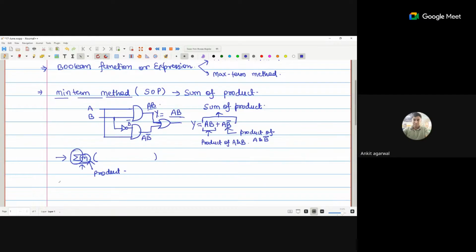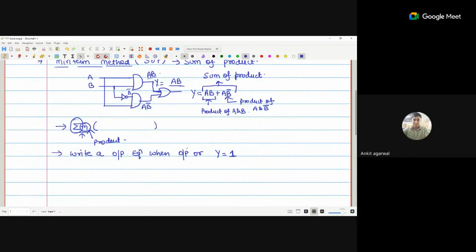Now, the second thing with respect to the min term is that we write the output equation when the output, or basically Y, should be 1. Only for those parts we have to represent the SOP or min term. Clear?